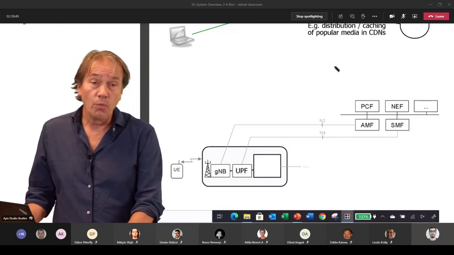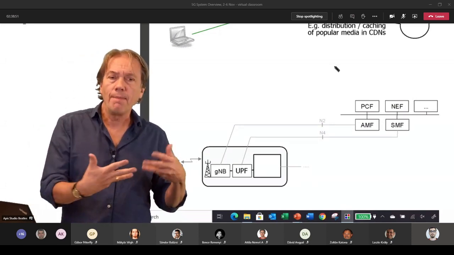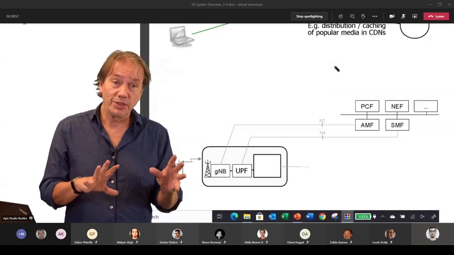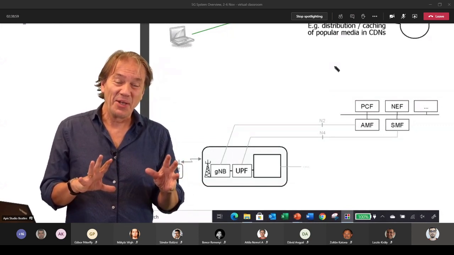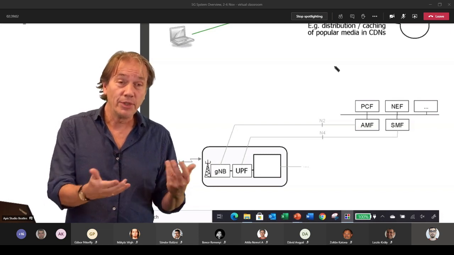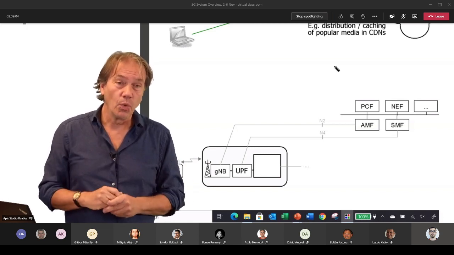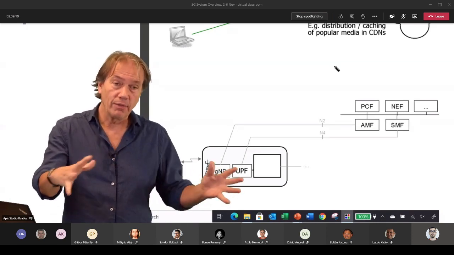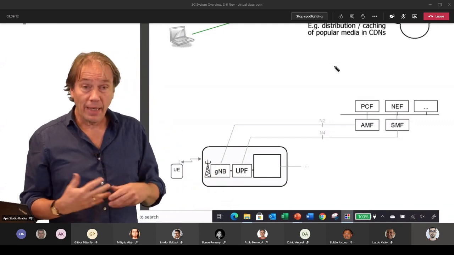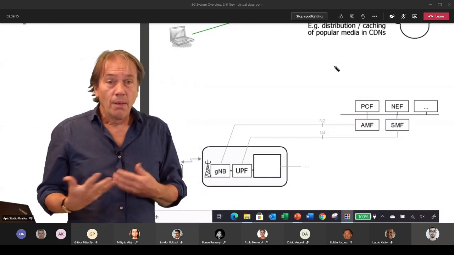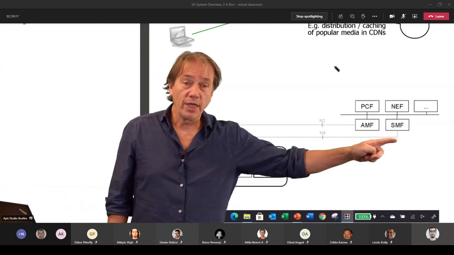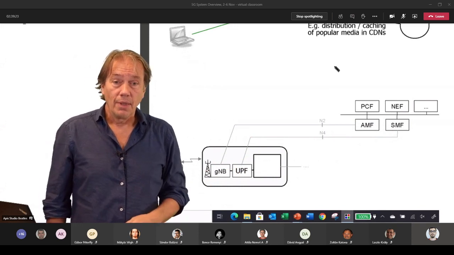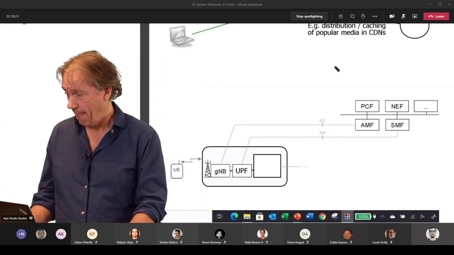So when the session was set up, or maybe in the middle of the session, remember a session can change its topology during the lifetime of a session, like we discussed yesterday. We can install uplink classifiers and branching points, and yeah, we can kind of change the anatomy of a session on the run. But at some point, the session management function has decided to use this UPF, which is on the edge of the network.